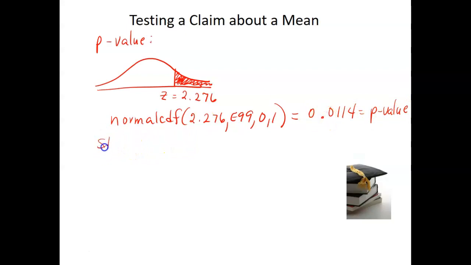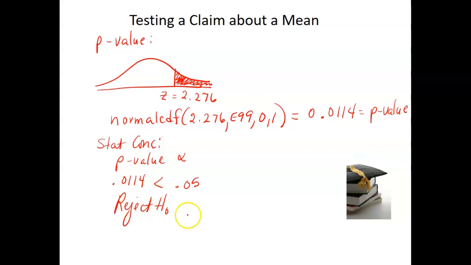Okay, so for our statistical conclusion, we want to compare our p-value with our alpha. So the p-value is 0.0114, and the alpha is, for this one, 0.05. So the p-value is smaller than the alpha, and so if the p is low, the null must go. So we're going to reject the null hypothesis.